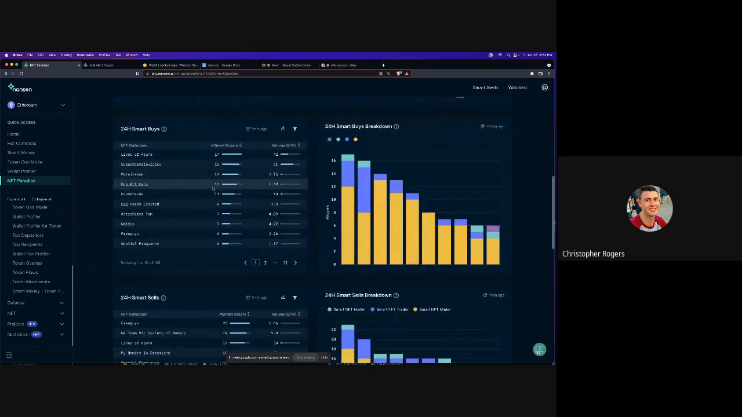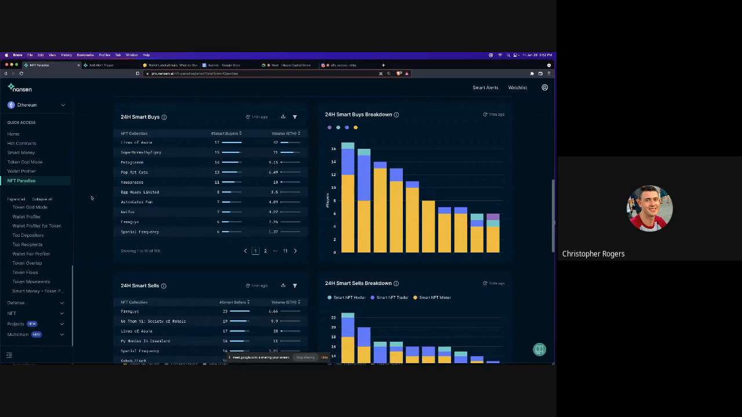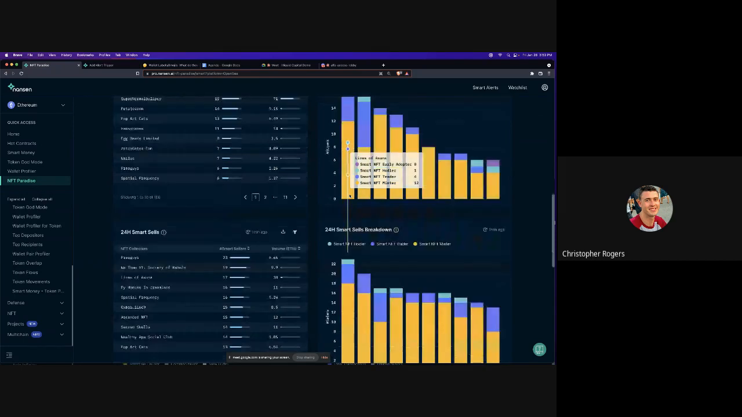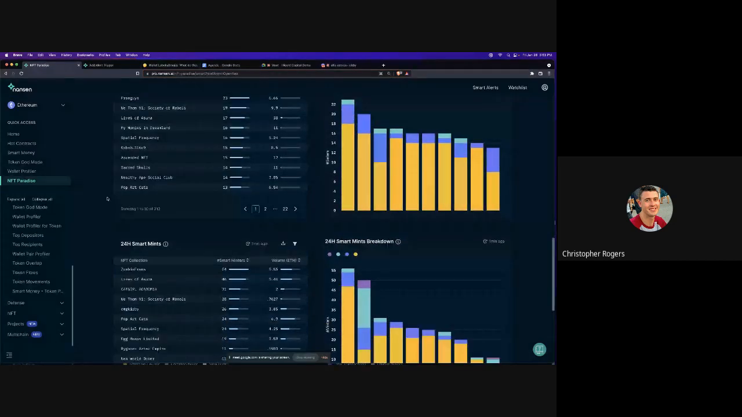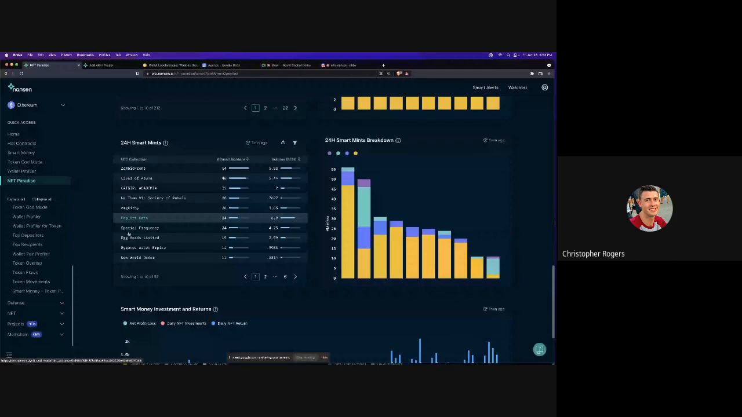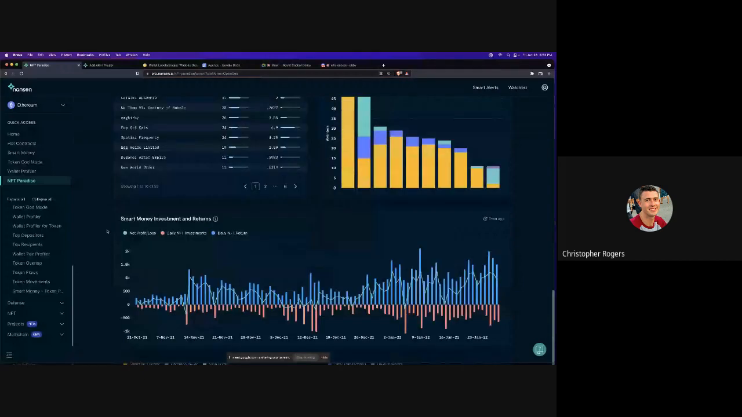Coming down a little bit further, we have a breakdown of all of the smart buys, smart sells, and smart mints on all of the projects based upon the amount relative to the dashboard. For example, Lives of Asuna was a pretty popular project that I noticed yesterday. We have about 17 smart buys, and we can see this on the histogram, a breakdown of where a majority of the buyers are, broken down by smart minters, buyers, and sellers for Lives of Asuna. Dashboards for smart sells and smart mints are fairly straightforward as well. Lastly, we can see the correlation between how much money smart money invests and what their return is typically when investing in these projects.